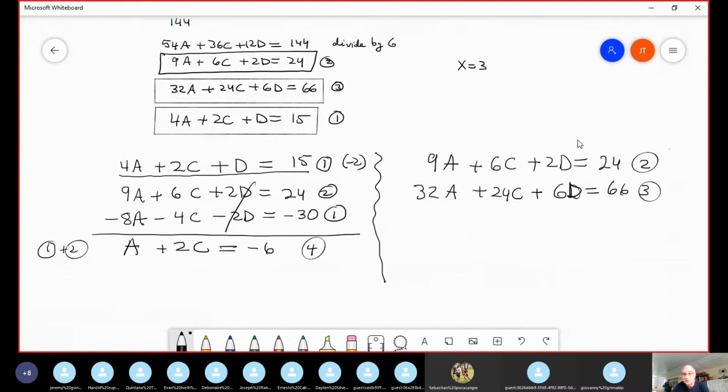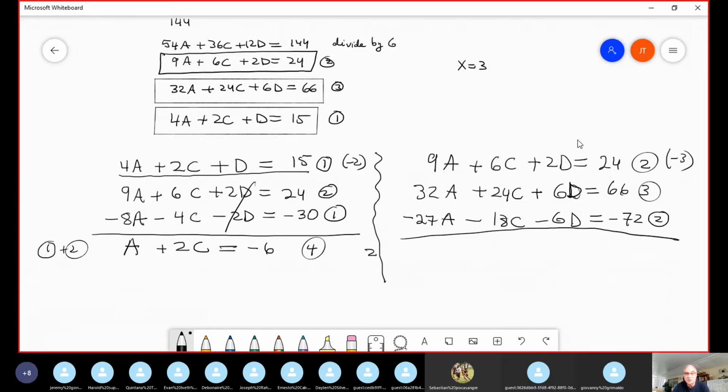If you multiply by -3 the second one, remember the key idea is, see, no line now. If you eliminate D in the first pair, you eliminate D again in the second. So it's -27A. Where does -27 come from? -3 times 9, no? -3 times 6 is -18C. And -3 times 2 is -6D. Equal, and 24 times -3 is -72. And this is my equation number 2, exactly the same as the original.